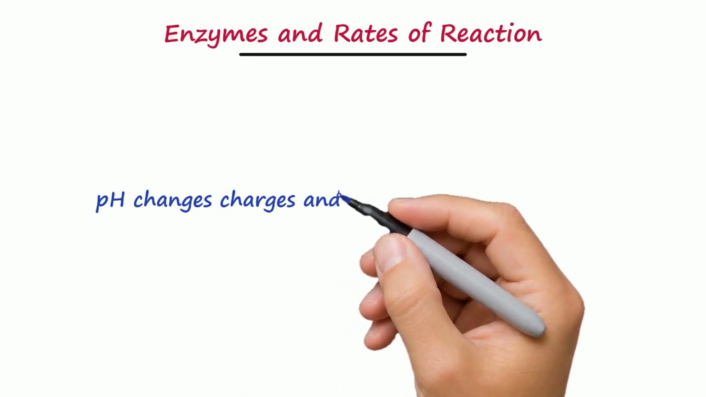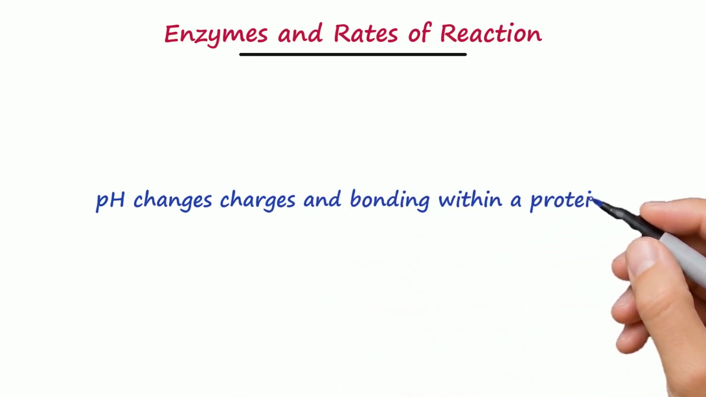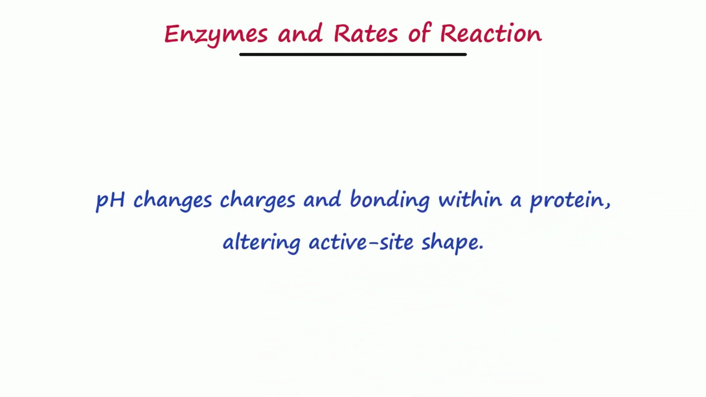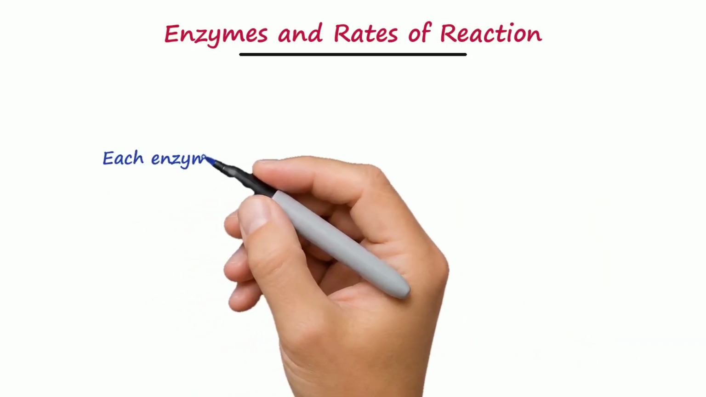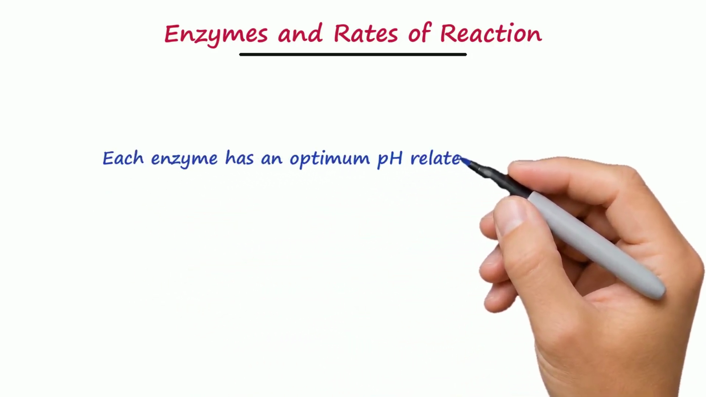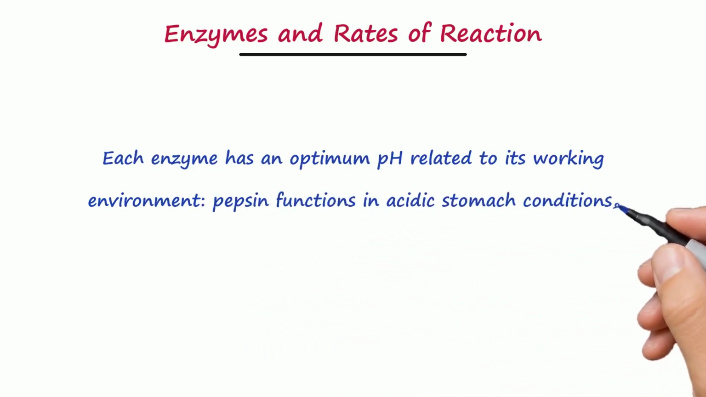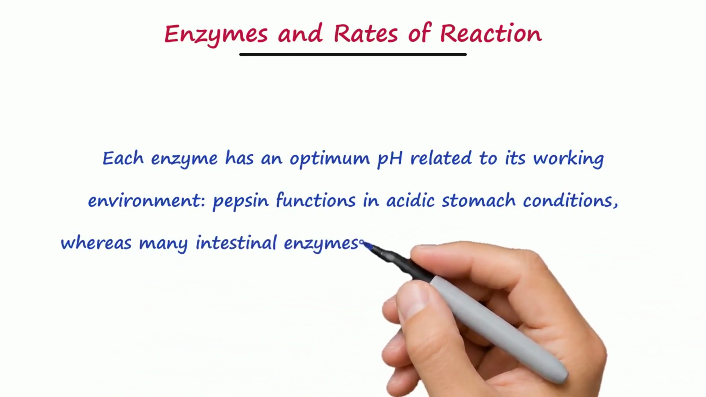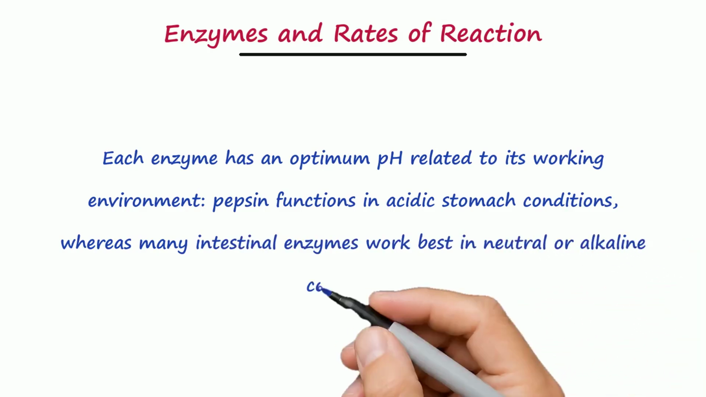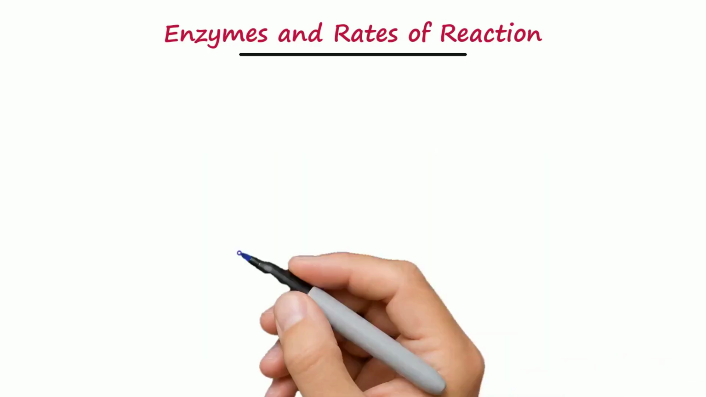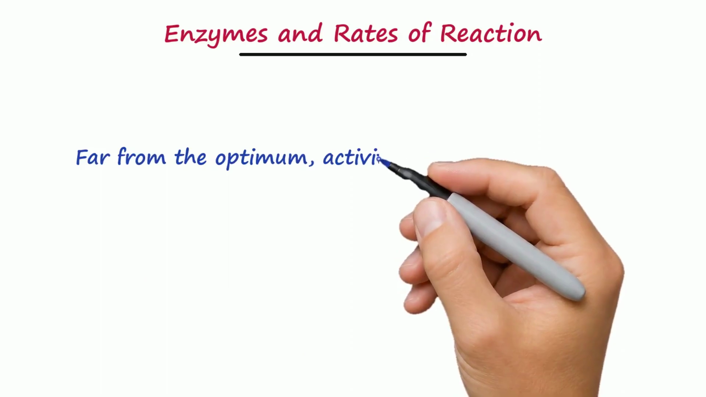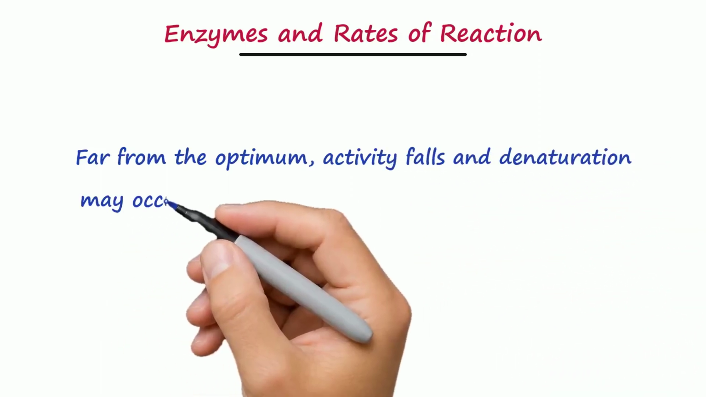pH changes charges and bonding within a protein, altering active site shape. Each enzyme has an optimum pH related to its working environment. Pepsin functions in acidic stomach conditions, whereas many intestinal enzymes work best in neutral or alkaline conditions. Far from the optimum, activity falls and denaturation may occur.